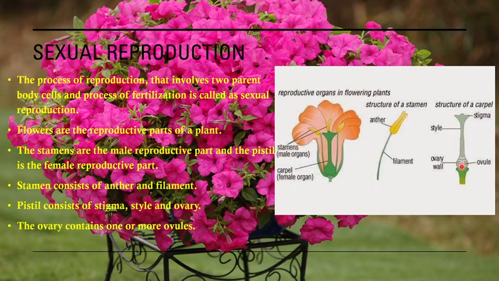Just to remember, stamen is the male reproductive part and pistil is the female reproductive part. Stamen consists of anther and filament. Pistil consists of stigma, style and ovary. Ovary contains one or more ovules. This is the ovule. Inside the ovary we can see the ovule.